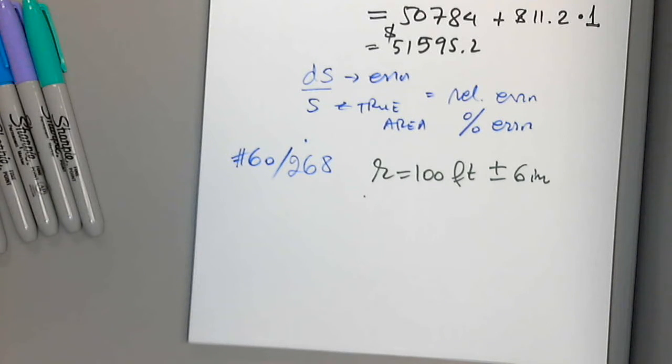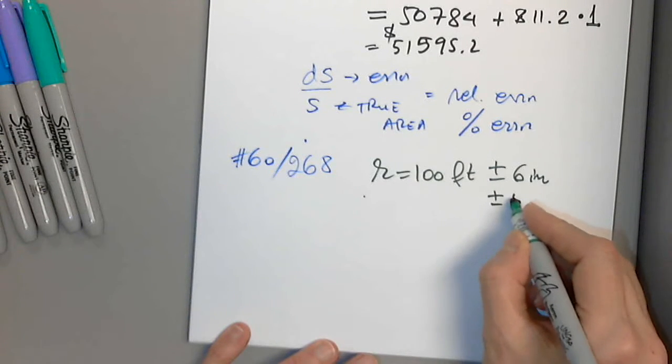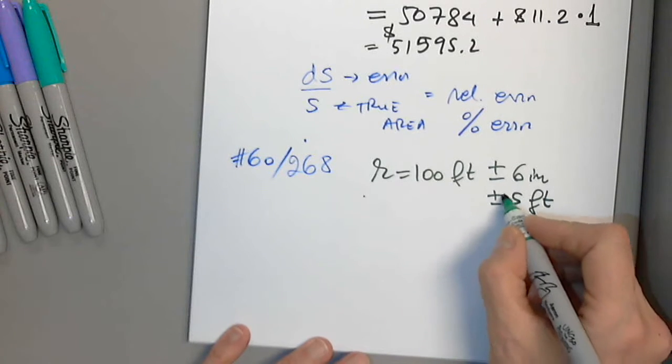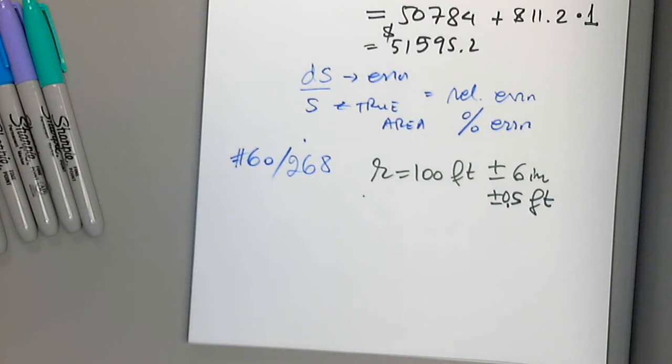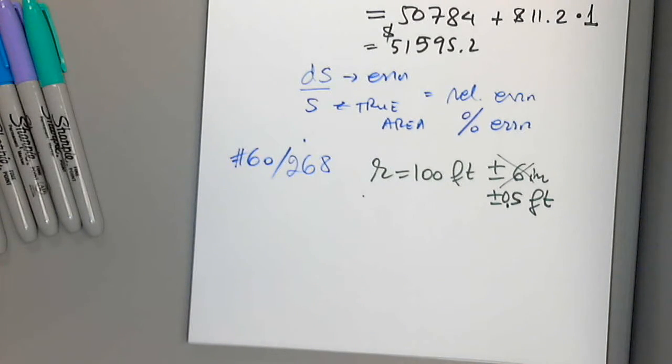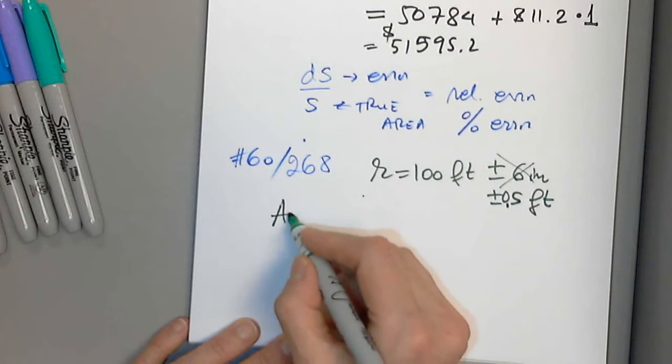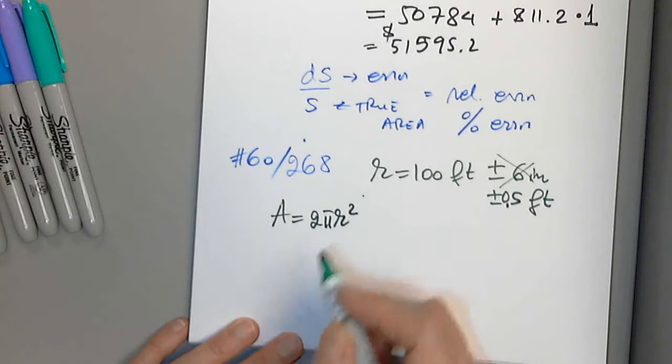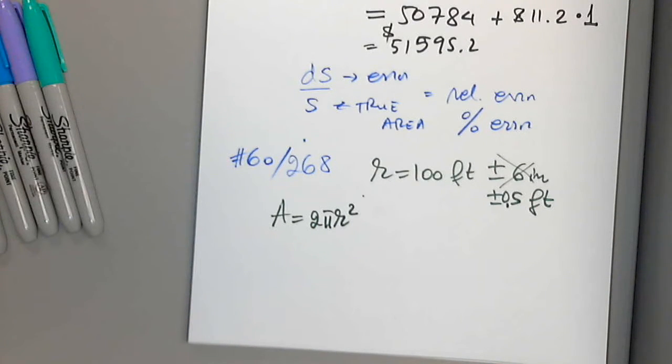It already gives us plus or minus 0.5 feet, of course. So we're not going to use inches. So it's 100 feet plus or minus 0.5 feet. The formula for the surface area, of course, is 4 pi r squared. Yes, we know that. We just used it. Use pi as 3.14, fine.